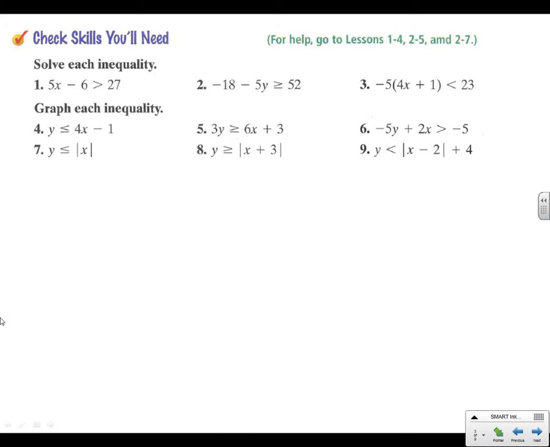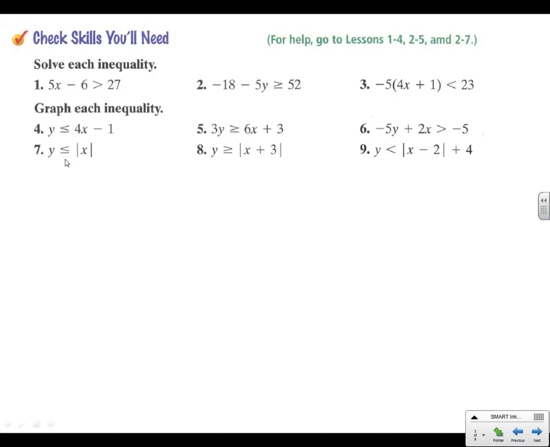Go ahead and just pause this video for a few minutes, take a few seconds, and see if you can solve these. All right, for the top three, get x and y by themselves, and on these you're going to graph these and you're either shading above or you're shading below. Okay, so pause this, try those problems, and I'll put up a few answers here in a second.